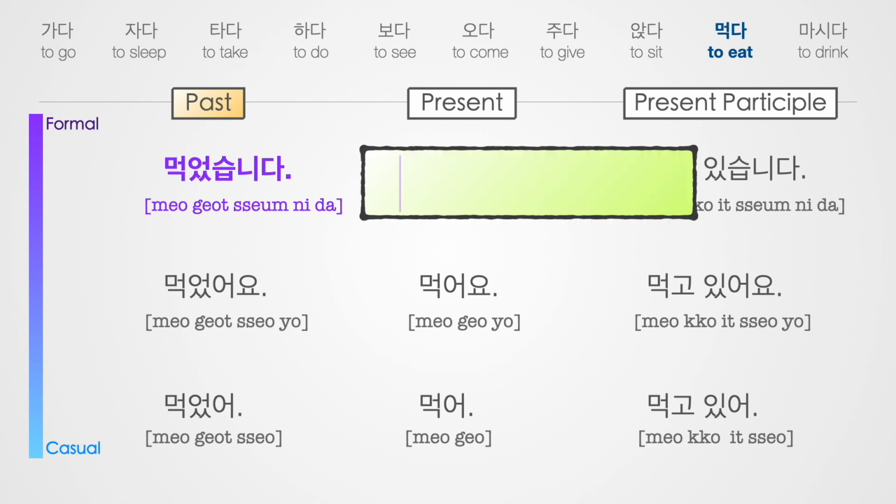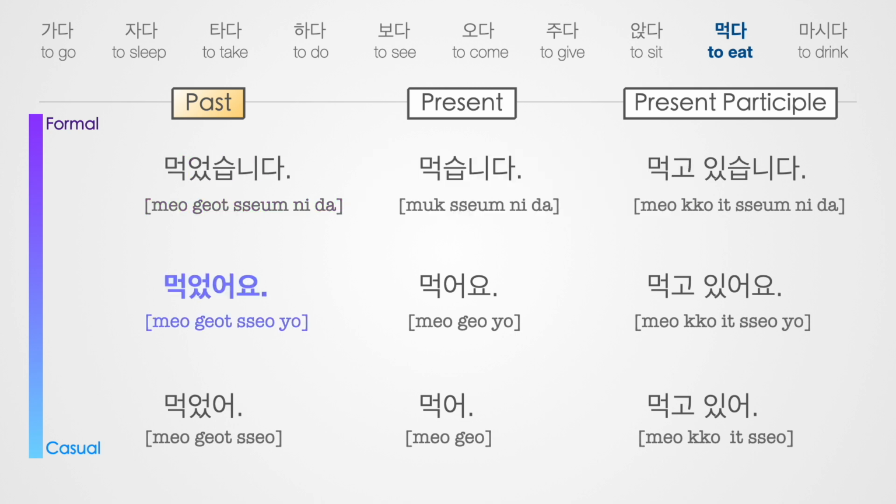Similar to 앉다, the lower consonant 기역 is pronounced with the second syllable. 먹었습니다. 먹었어요. 먹었어. 먹습니다. 먹어요. 먹어. 기역 in the lower consonant and the 기역 in the second syllable creates a thick and heavy sound. 먹고 있습니다. 먹고 있어요. 먹고 있어.